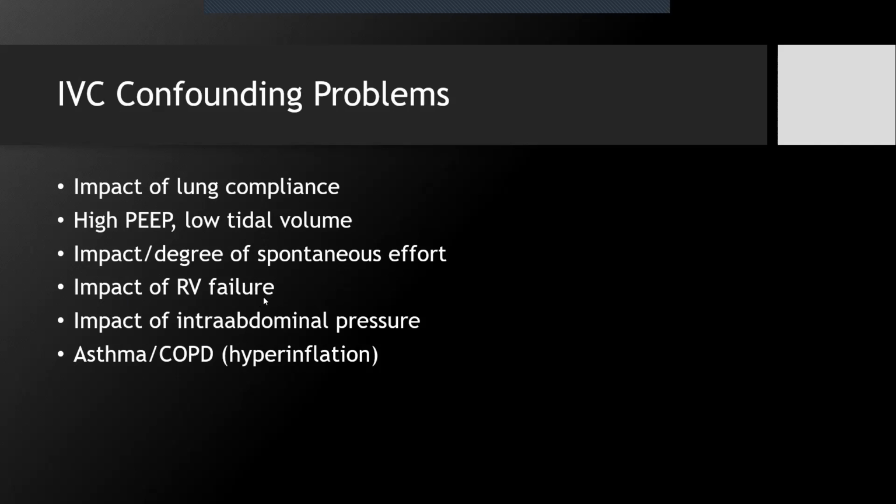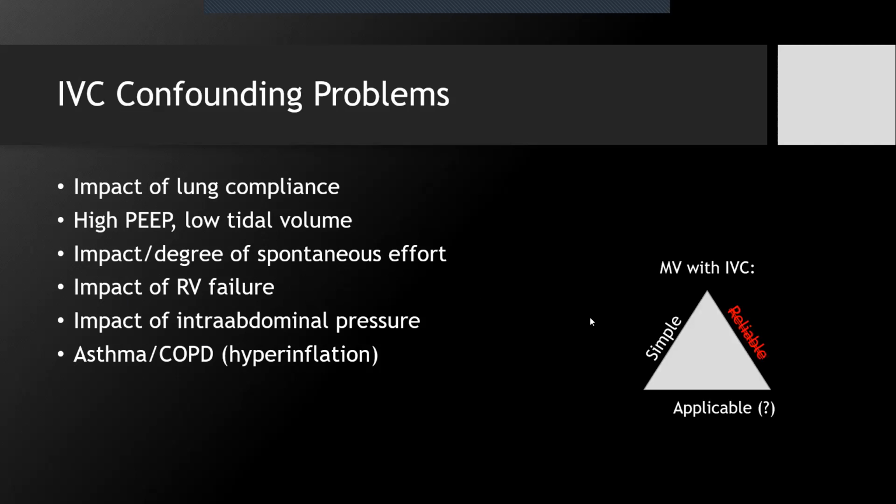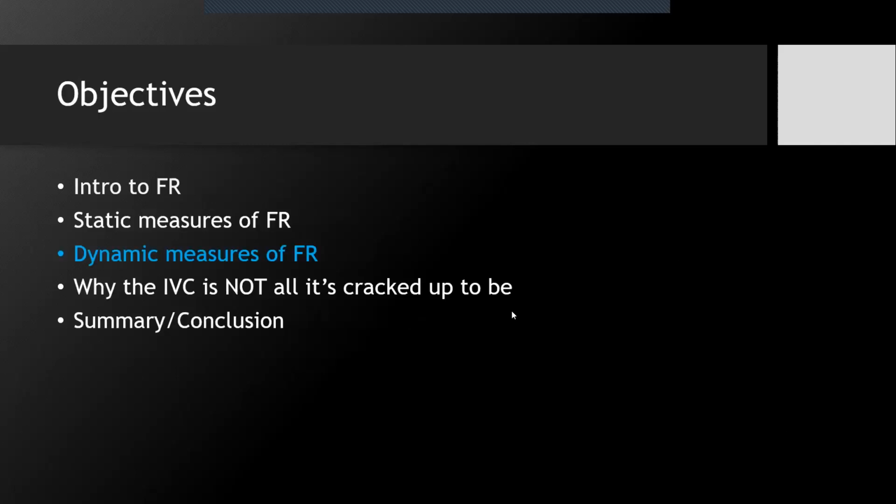So you have a whole litany of problems in image acquisition, this whole list of IVC confounding problems, which is probably the reason why you have so much conflicting data in these studies that already try to get you to capture a very, very narrow window. So the problem with the IVC is that it's simple, maybe it's applicable, but it's missing the most important one, which is that it's reliable. And if it's not reliable, it's not usable. And so that is the long-awaited hatred of the IVC. So if you don't agree with that, then you can go ahead and use it.